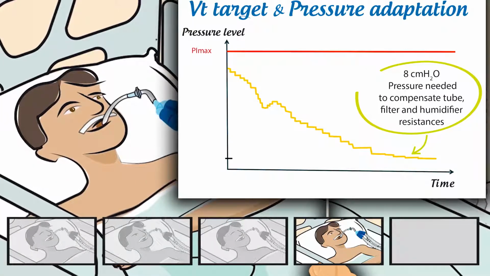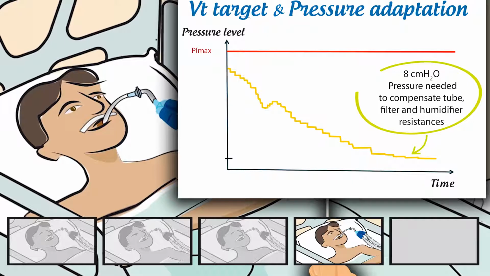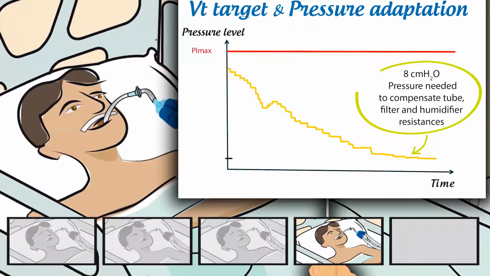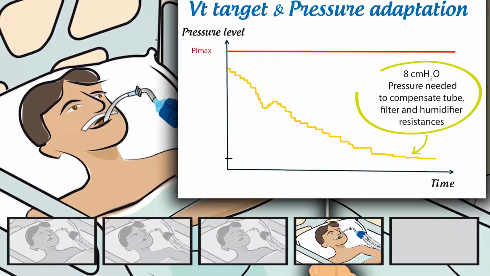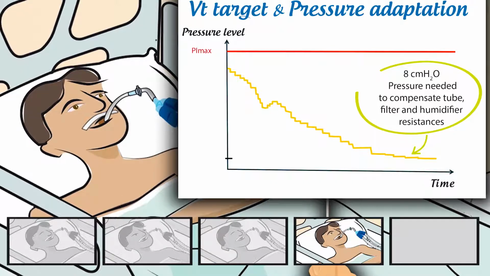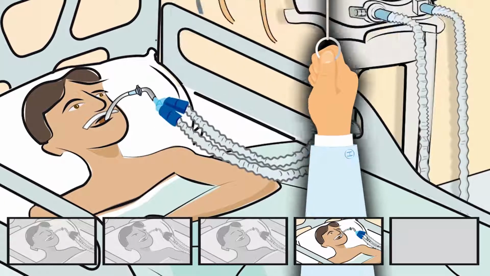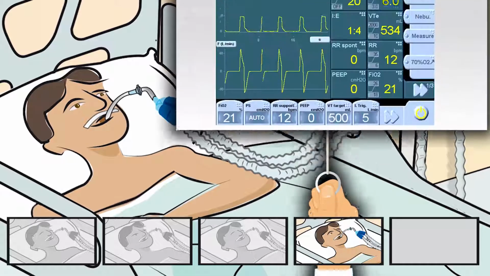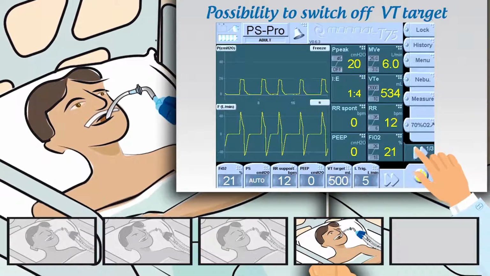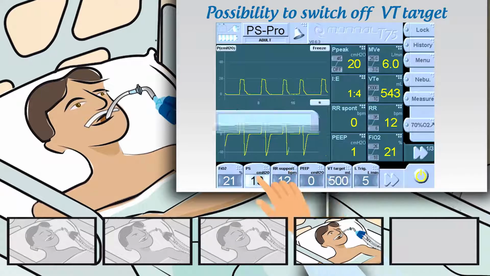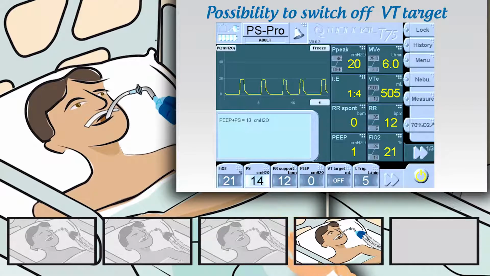A pressure support around 8 centimeters of water is needed to overcome tube and humidifier resistance. A patient with a regular breathing activity at this level of pressure can be considered for extubation. If you want to evaluate the tidal volume that the patient is able to inhale at a certain level of pressure, you have the possibility to set a pressure support level. In that case, the targeted VT function will be off.